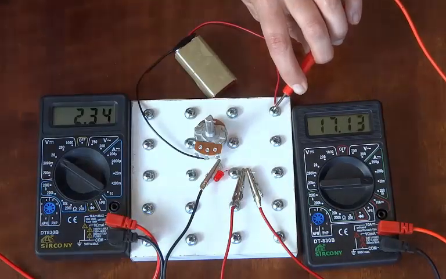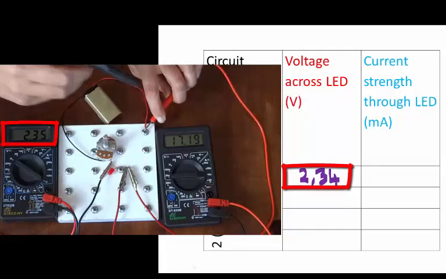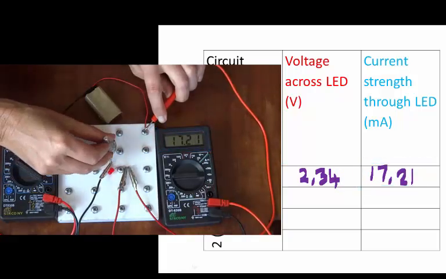Okay, let's start there. Potential difference of 2.34 volts and the associated current strength 0.21 milliamperes. We turn this dial a little bit.